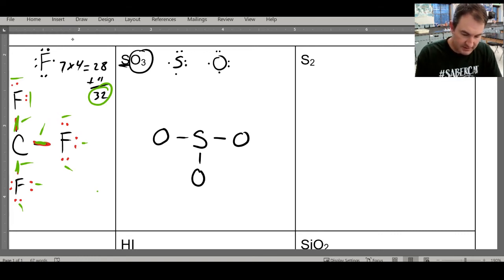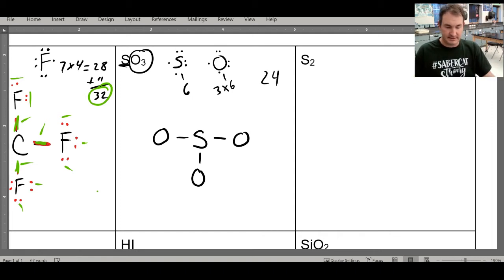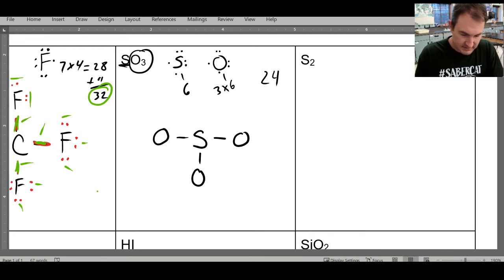Now we need to find the total number of valence electrons. Sulfur has 6. Each oxygen has 6. So we have 3 of those. 3 times 6 is 18, right? Plus 6 is 24. So we've got 24 valence electrons. I did that right, didn't I? Yeah, okay. Sometimes I make mistakes on these.